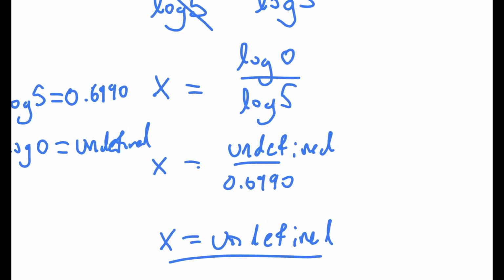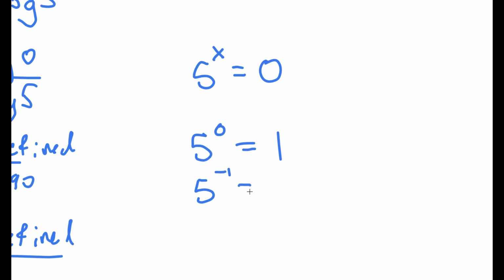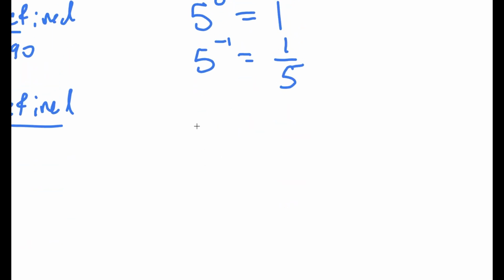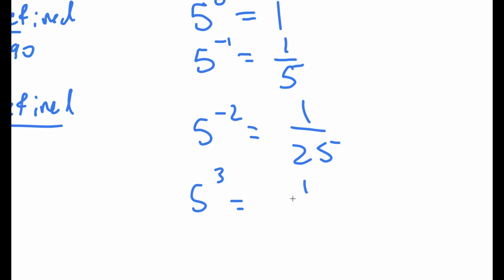And another way to actually prove this is our equation was 5 to the power of x equals 0, right? Well, 5 to the power of 0, this is equal to 1. Let's do 1 less than 0. 5 to the power of negative 1, this is equal to 1 over 5. Let's do one less. 5 to the power of negative 2. This is equal to 1 over 25. 5 to the power of negative 3, this is equal to 1 over 125.